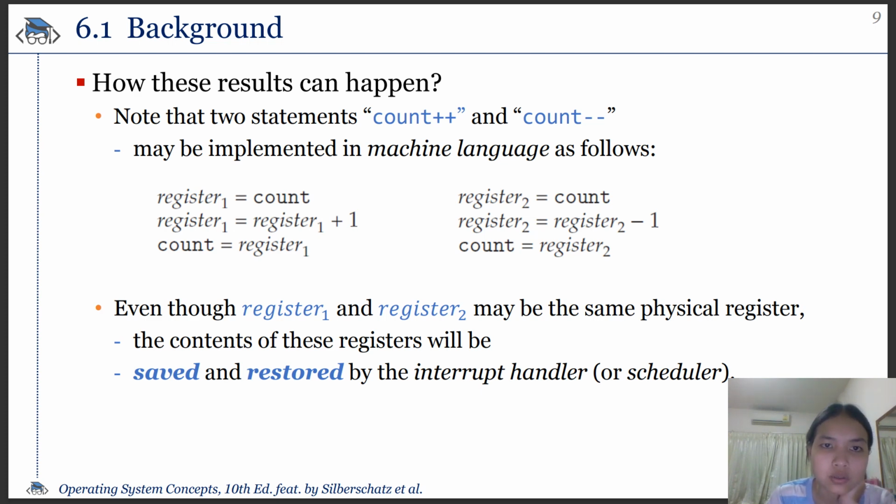Note that the two statements count++ and count-- may be implemented in machine language as follows: register1 = count, register1 = register1 + 1, count = register1. Even though register1 and register2 may be the same physical register, the contents of this register will be saved and restored by the interrupt handler or scheduler.